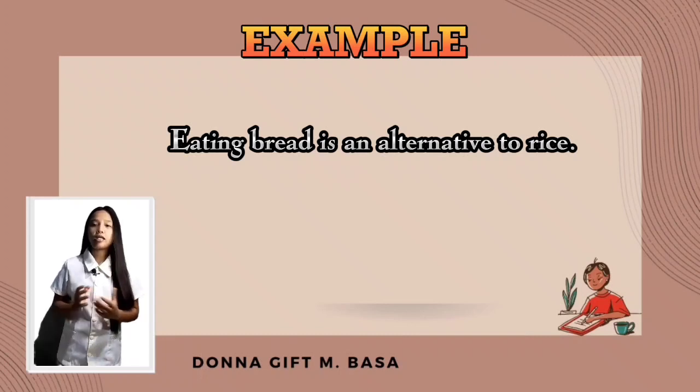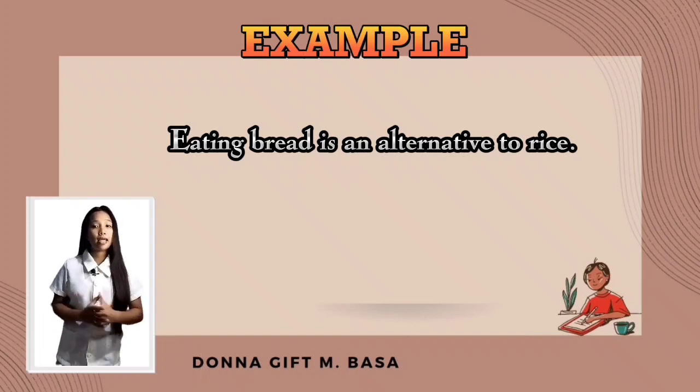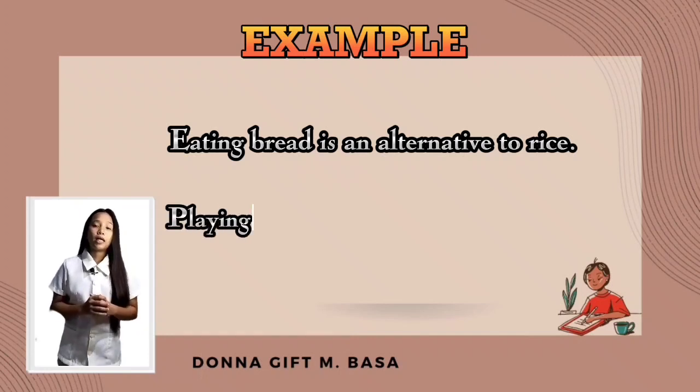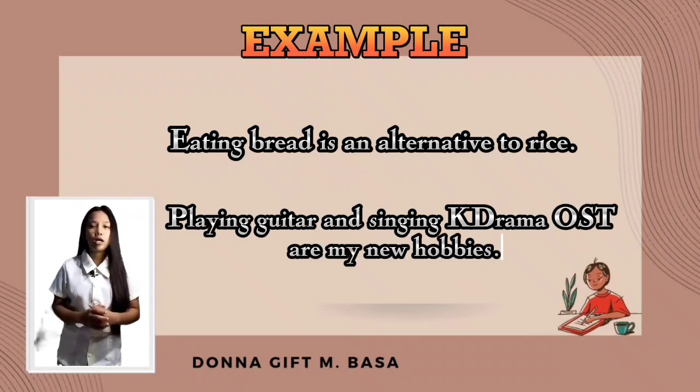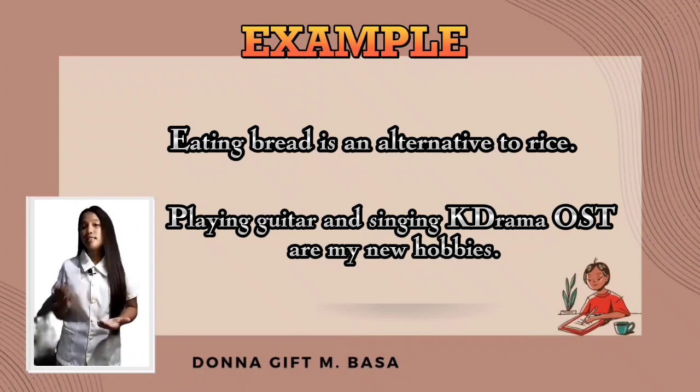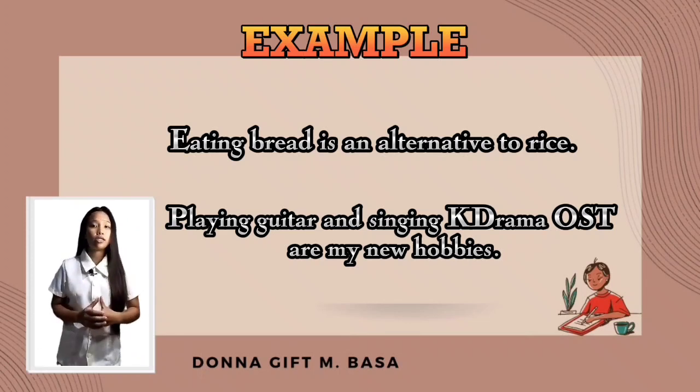However, when they are linked by and, they take the plural form. Example: playing guitar and singing K-drama OST are my new hobbies. Playing is one singular gerund and singing is also one singular gerund. They are linked by and, so we use a plural verb, which is are.